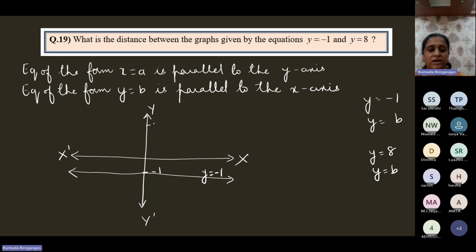So assuming that this is 8, this is the line. Be a straight line, children, not a bent line like this. So y is equal to 8. This marking is 8, not minus 8. Y is equal to 8 is a line parallel to the x-axis at a distance of 8 units above the x-axis because it's a positive 8. Positive above the x-axis, negative below the x-axis.